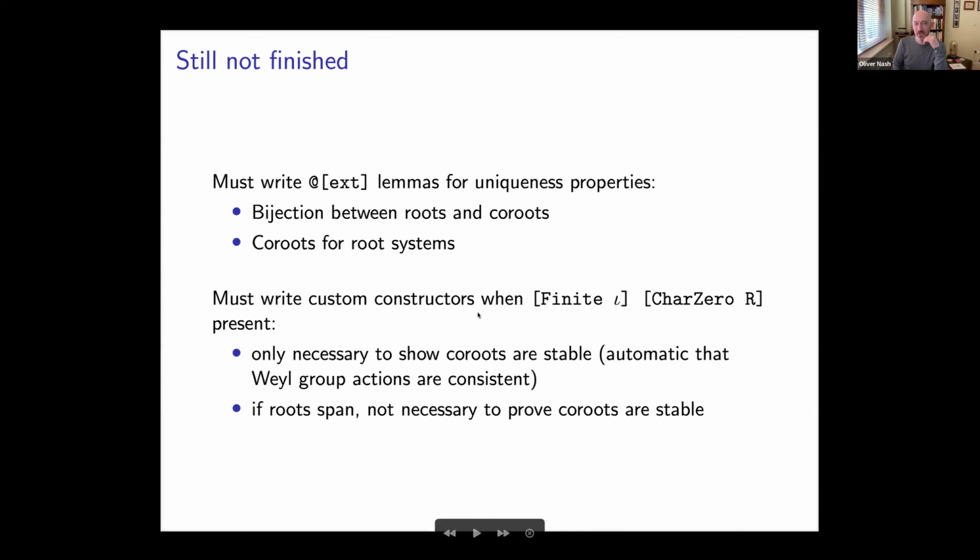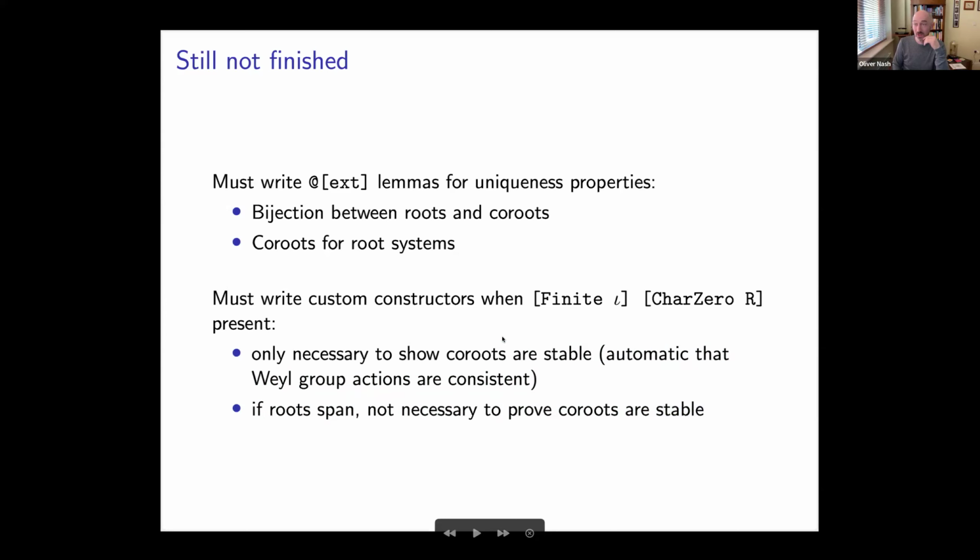And you also must write custom constructors. So we've made root systems extremely definitionally strong, but that means they're very hard to build. But a lot of the time, people will be in very fortuitous situations. They'll have a finite collection of roots. They'll have characteristic 0. So then they'll have spanning roots. They'll actually have a root system. So a lot of the properties that are demanded by definition actually just hold automatically. You only need to give a subset. So you must write custom constructors. And yeah, these are the various conditions.